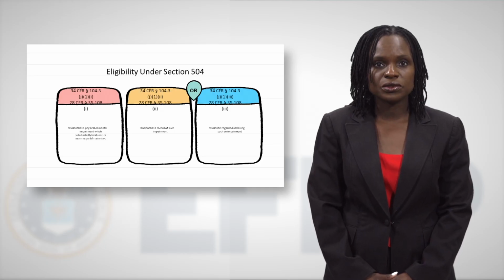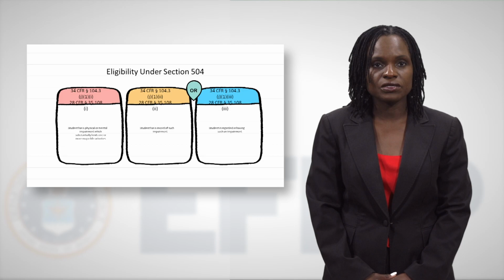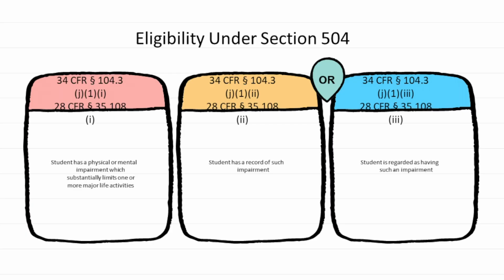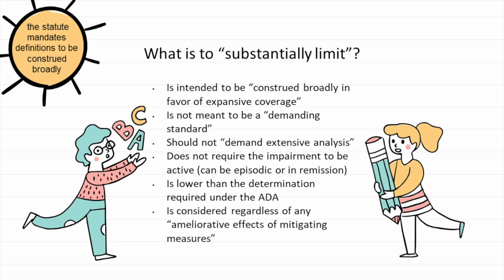Who is eligible for the protections of Section 504? Well, the answer is any person that has a physical or mental impairment which substantially limits one or more major life activity. The person must have a record of such an impairment or be regarded by other persons as having such an impairment. So what does this all mean?